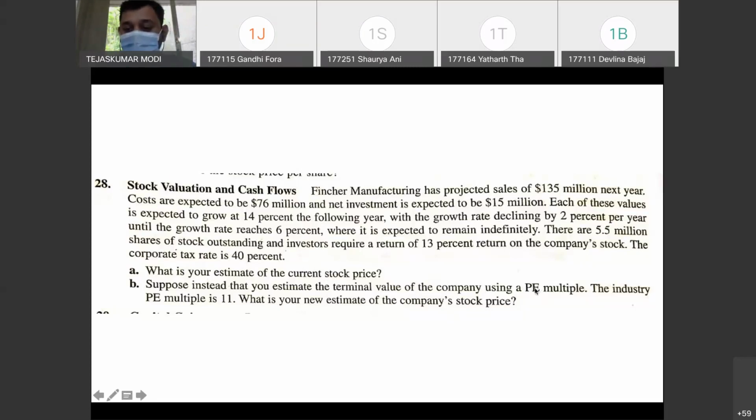Guys, tell me, how do we go about this? Can someone help me? Yes, Shruti, I'm allowing you now. How do we go about this question? Please participate, guys. You are given the revenue and cost, and you are also given net investment. So we can use the FCFF formula, right? Please, someone participate.